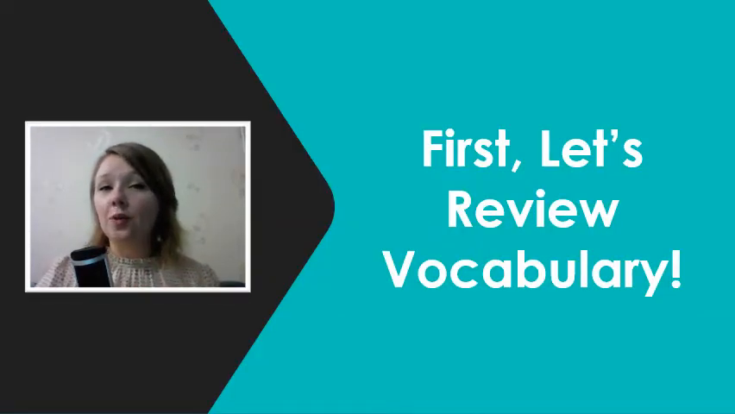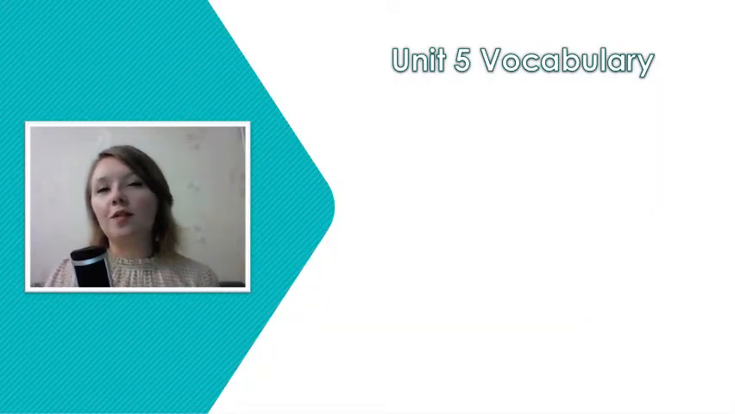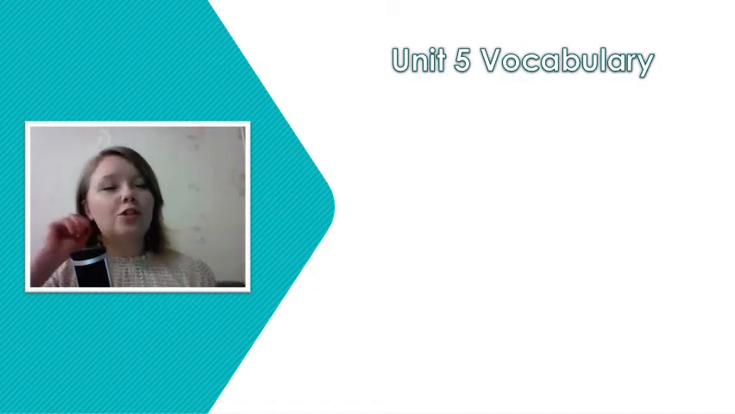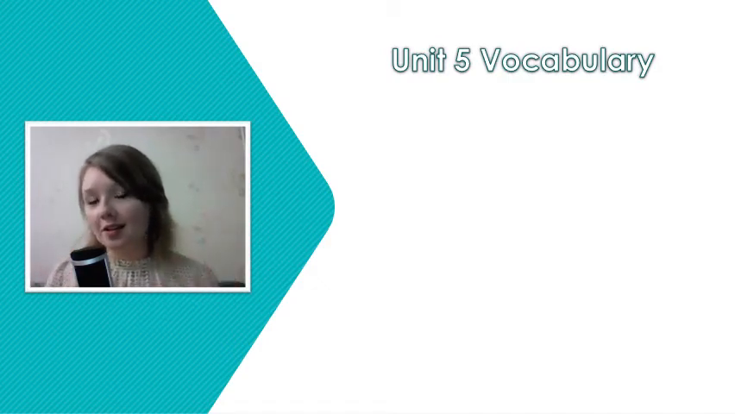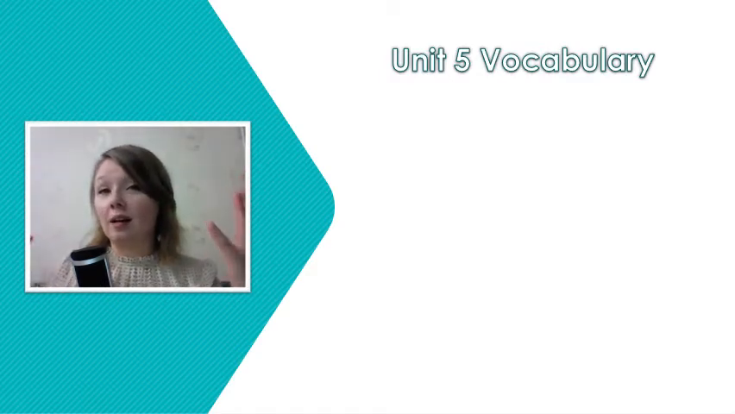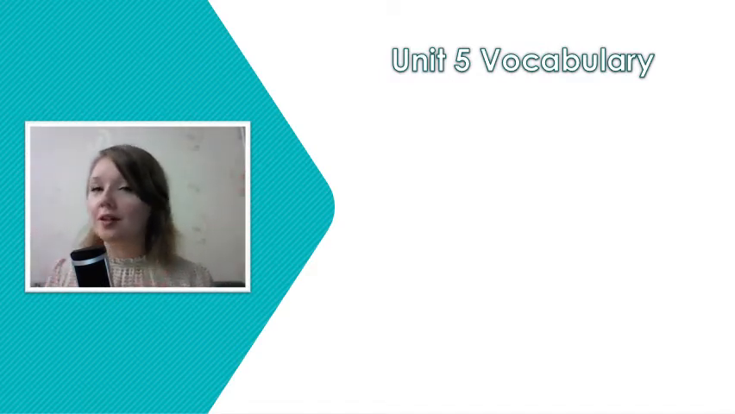First, let's review the Unit 5 vocabulary. In Unit 5, we had 16 total words that we learned. We learned about furniture vocabulary and household chores vocabulary. Right now, let's go through the words one by one. Make sure to listen for and practice your pronunciation as you listen. When you hear these words, try to imagine and remember what they are. If you don't remember, then that's a good sign that you should review that term.